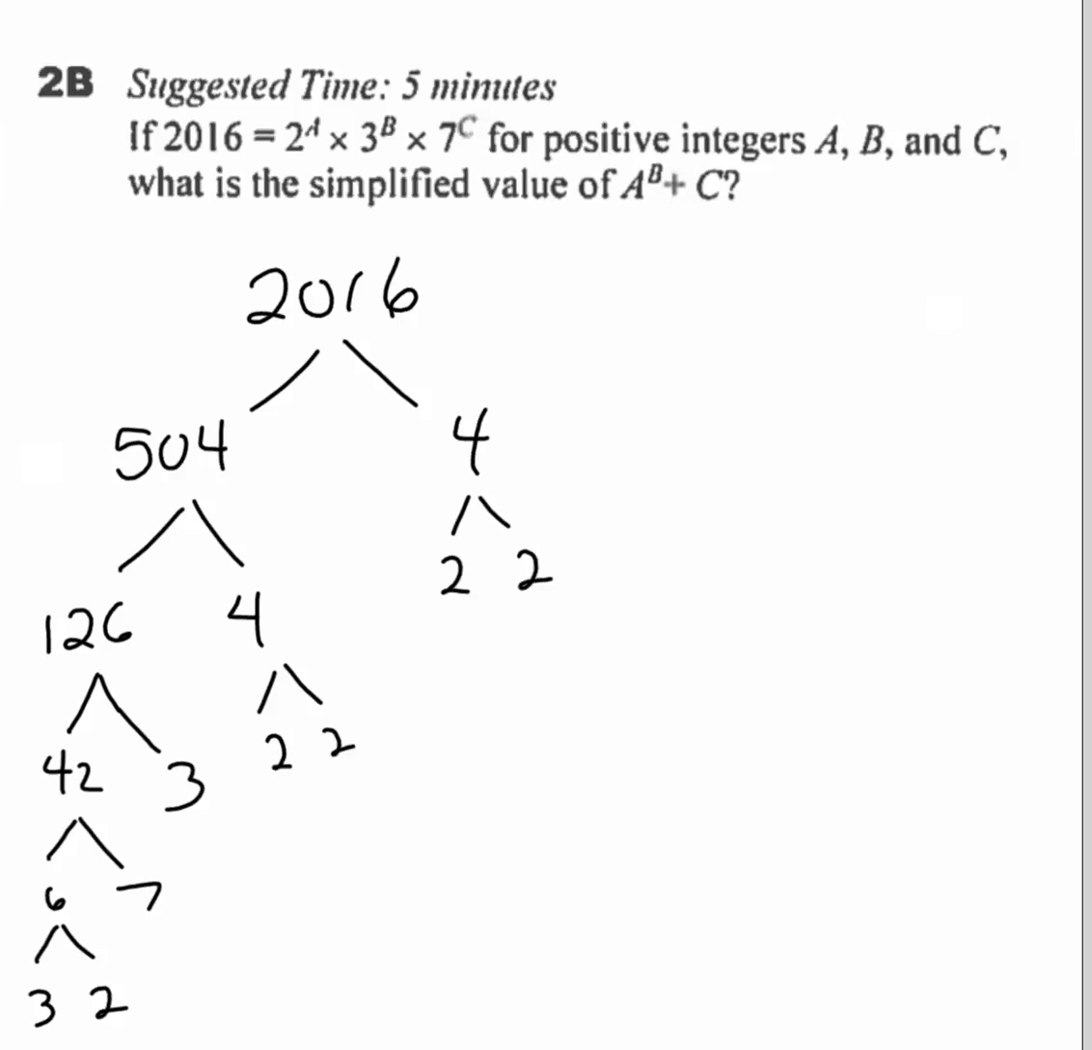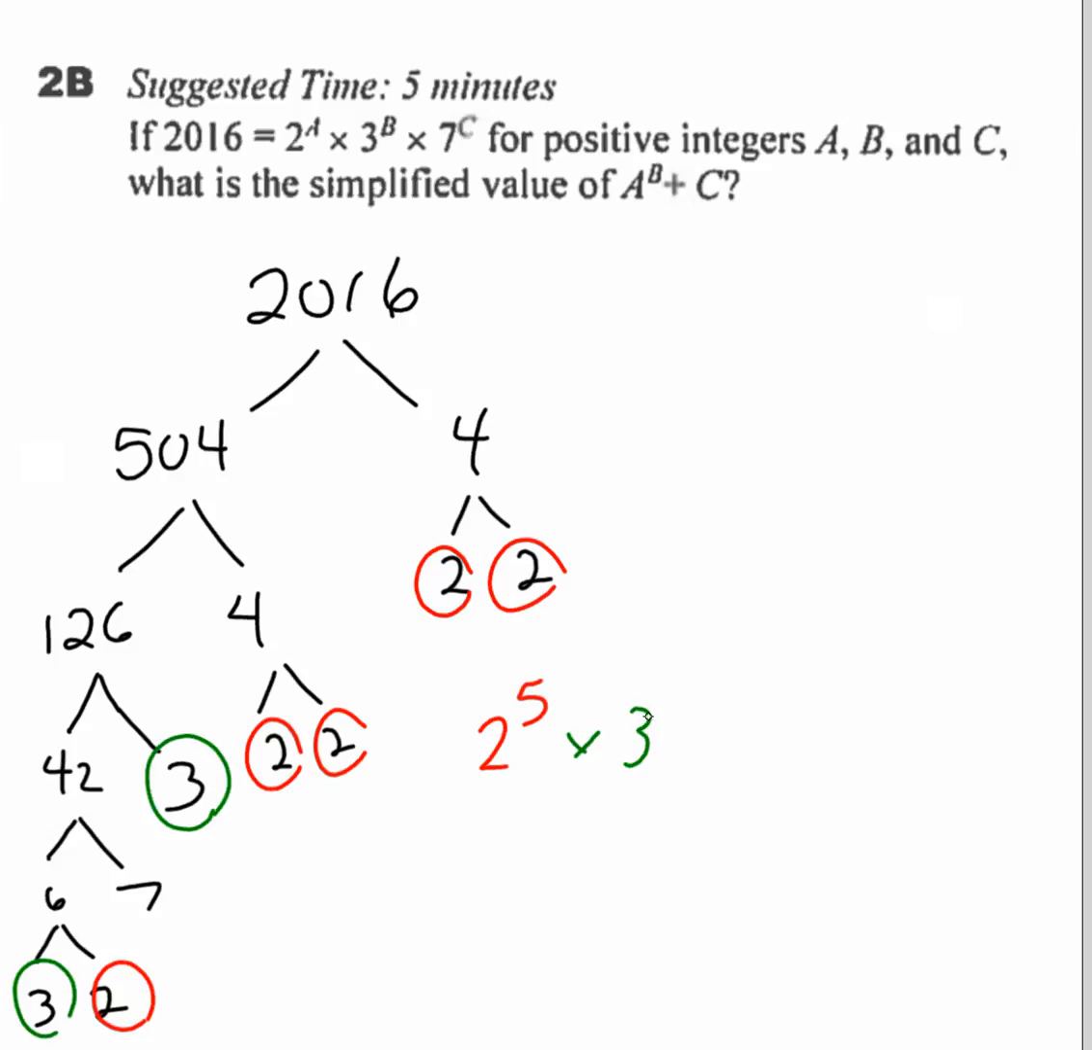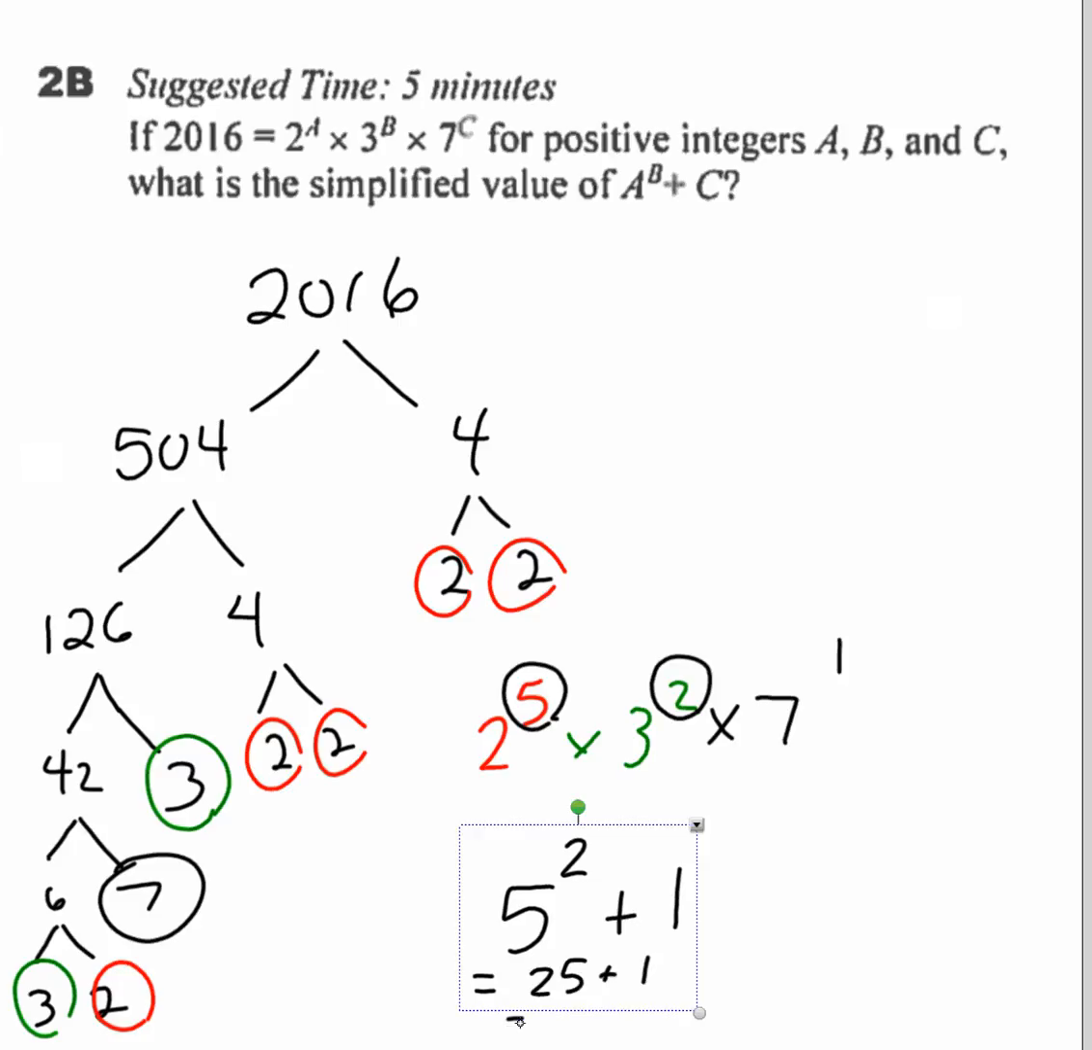So now, how many 2s have we got? We've got 1, 2, 3, 4, 5. So that's 2 to the 5. We have 2 3s, so that's 3 to the 2, and we've got 1 7. So it says, what is the simplified value of a to the b plus c? So a is 5 and b is 2, so a to the b plus c, you get 26.